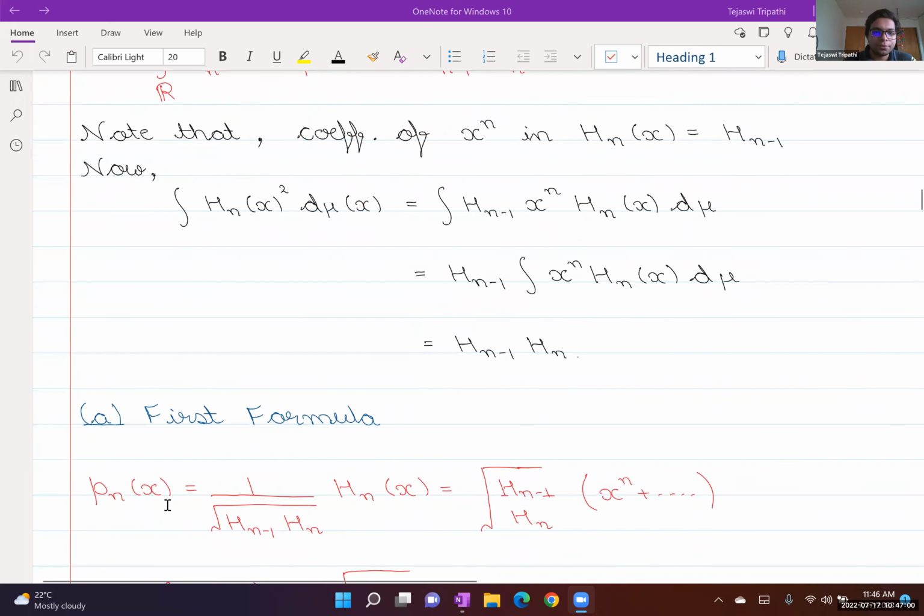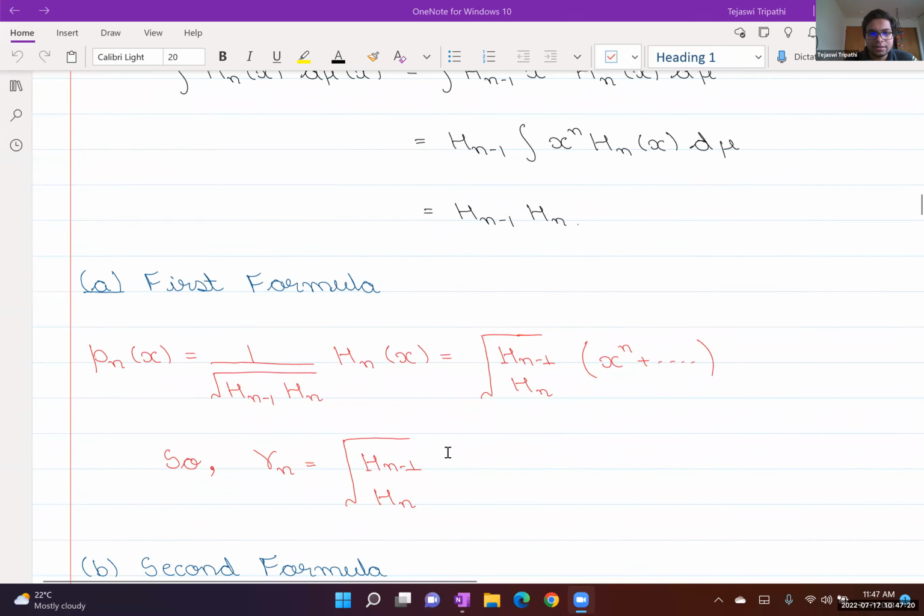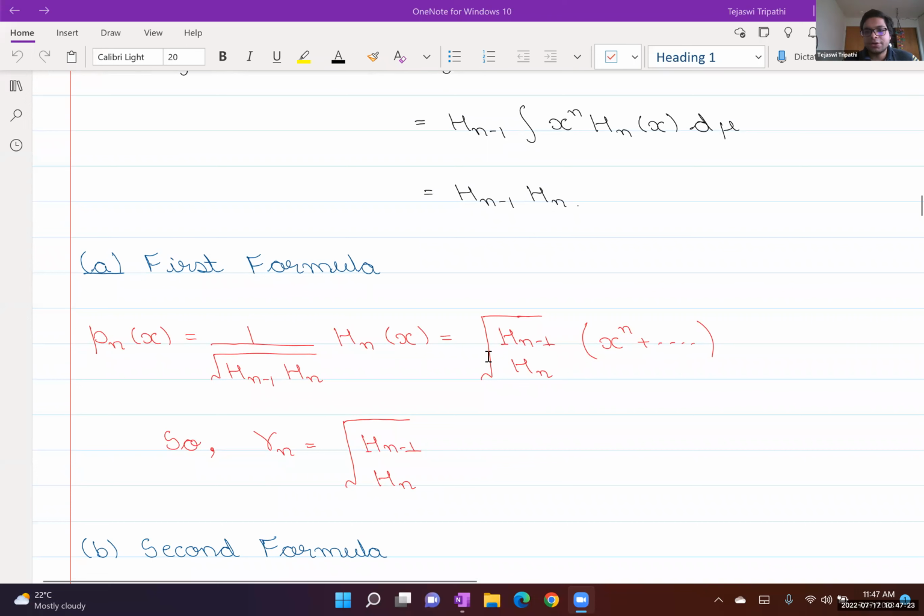Now these are the orthonormal polynomials. So P_n(x) is 1 over the square root of the norm times h_n(x). And as we know that the leading coefficient is h_(n minus 1), if you just write it like that, you will get this. And so this is your nth orthonormal polynomial. We defined earlier that gamma_n is the leading coefficient of the orthonormal polynomial, which is given by this. So we have an explicit formula for the orthonormal polynomials.